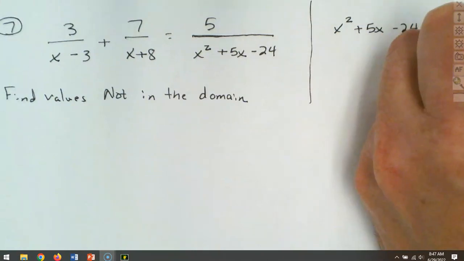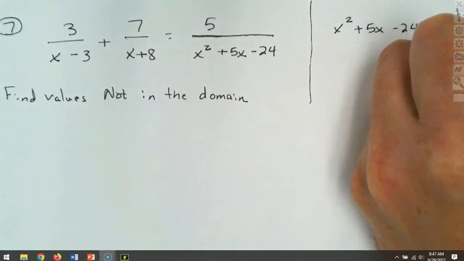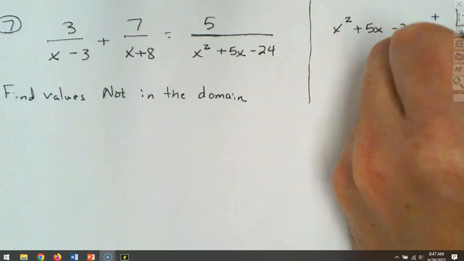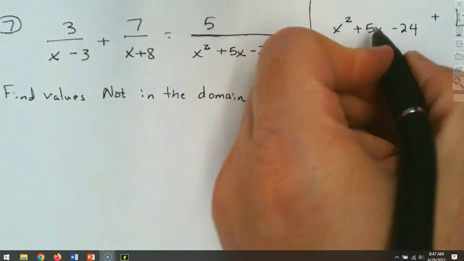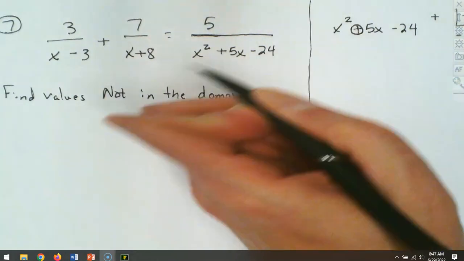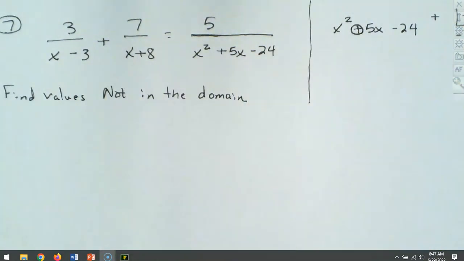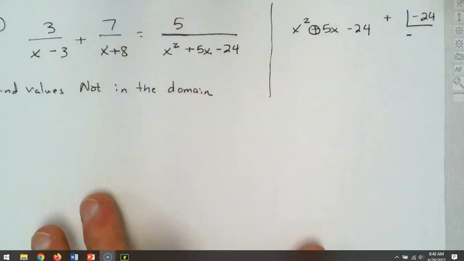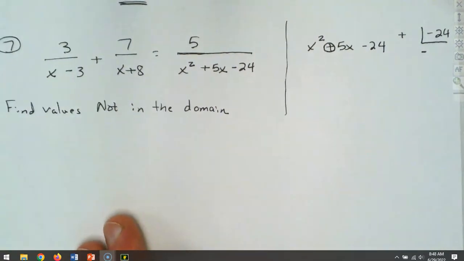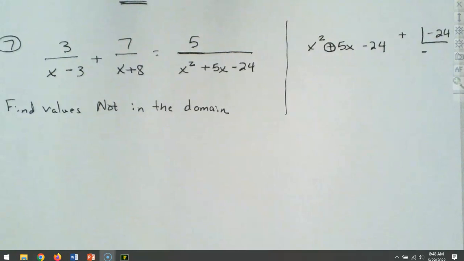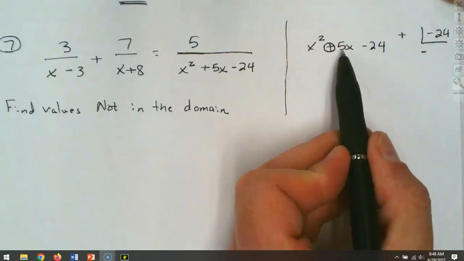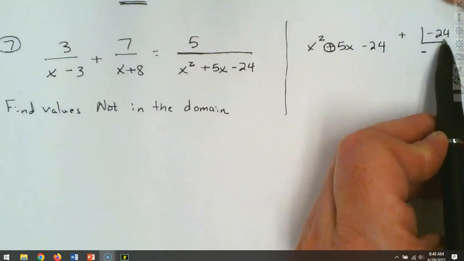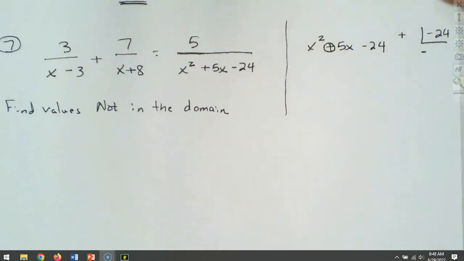So first times the last is a minus 24. And because we know it's a minus 24, that tells us one number is positive and one is negative. And then we look at the sign in the middle. Sign in the middle is positive. So we need two numbers now that are going to multiply together to give us 24, subtract from each other to give us 5. So can you tell me what two numbers would multiply to give you 24, subtract to give you 5.